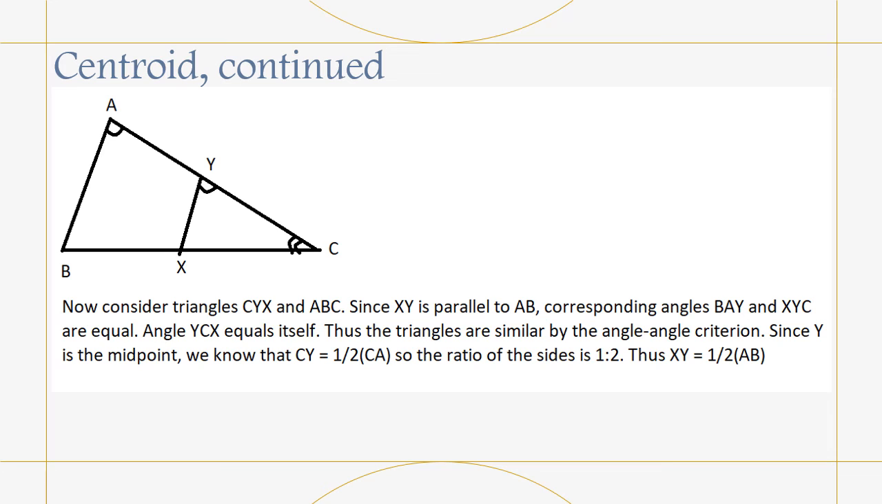We now have the same diagram, but with some lines removed for simplicity. We have established that XY is parallel to AB. Now consider the triangles CYX and ABC. Since XY is parallel to AB, corresponding angles BAY and XYC are equal, as shown in the diagram. Angle YCX equals itself. Thus, the triangles are similar by the angle-angle criterion. Since Y is the midpoint, we know that CY equals 1/2 CA, so the ratio of the sides is 1 to 2 in these similar triangles. Thus, XY equals 1/2 the corresponding side, which is AB.